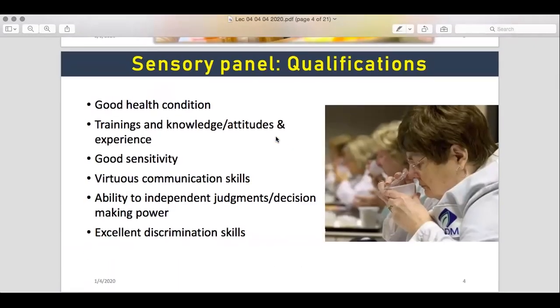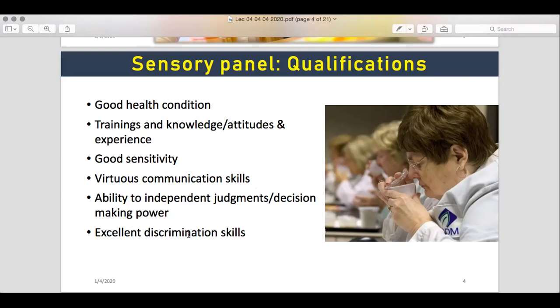For a sensory panel, these are the qualifications. Good health. If we are going to use a trained panel, like for a descriptive method, then their attitudes and experience should be evaluated, interviewed, and placed. Good sensitivity, good communication skills, ability to make independent judgments, right? Decision making power. When we are conducting sensory studies with sensory panels, we are performing sensory panels nowadays with our students, and they are not going to make their own decision. They just ask other closer people and their friends. That should not happen. So independent judgment and decision making power are very critical.